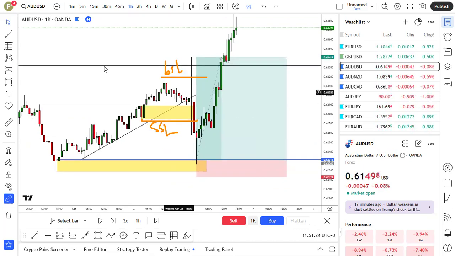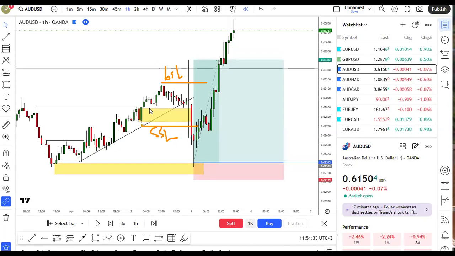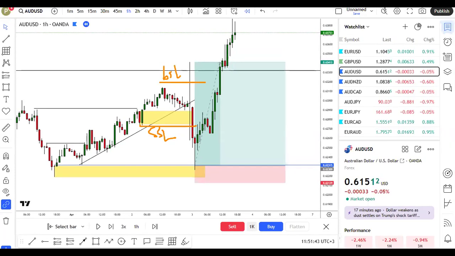So that's the example again of how we can use the concept of market structure shift and the concept of liquidity. Up to there, guys, I think this is enough for today. I think everybody who wanted to know about market structure shift, market structure and liquidity now already knows. It's very simple when it comes to understanding market structure shift and liquidity and how to apply it.